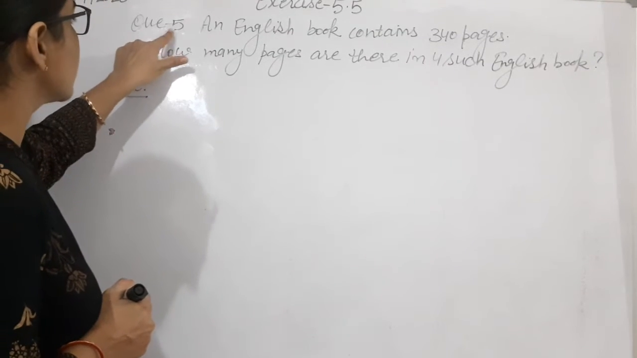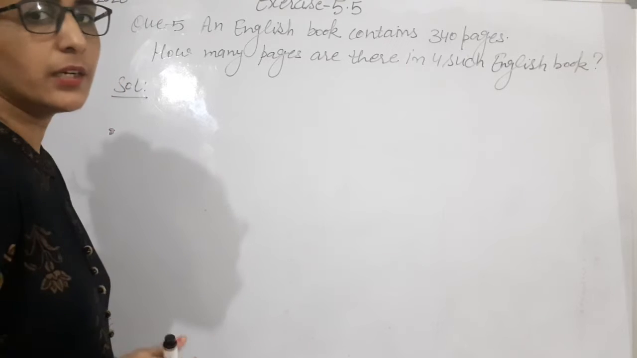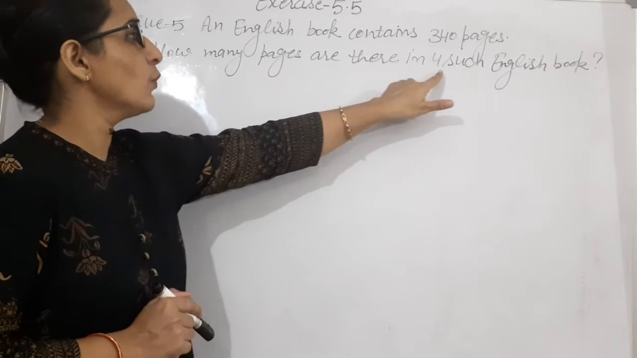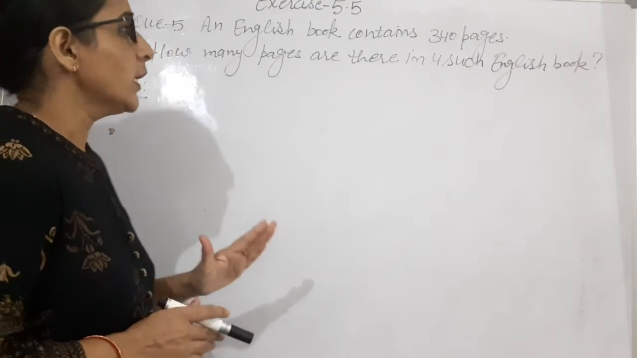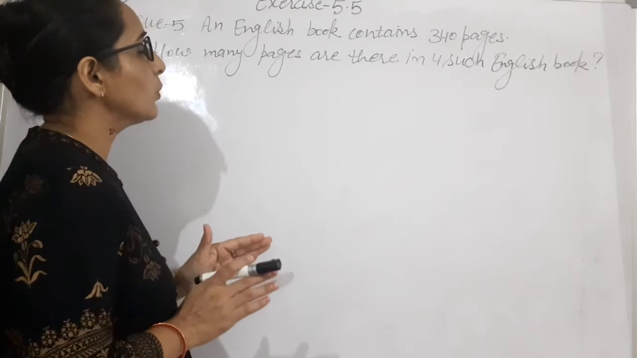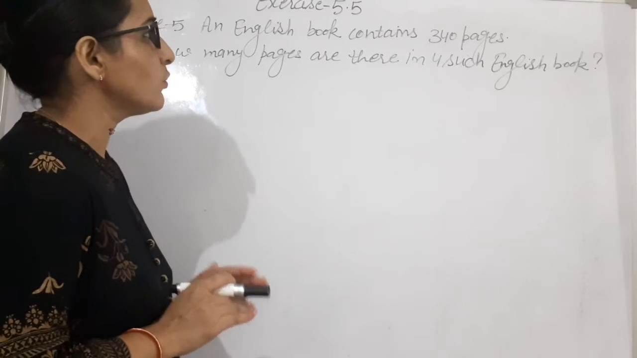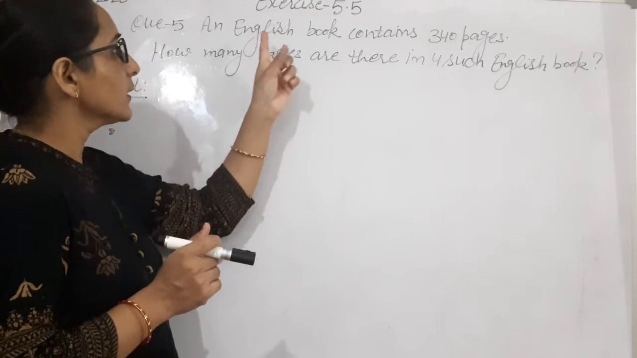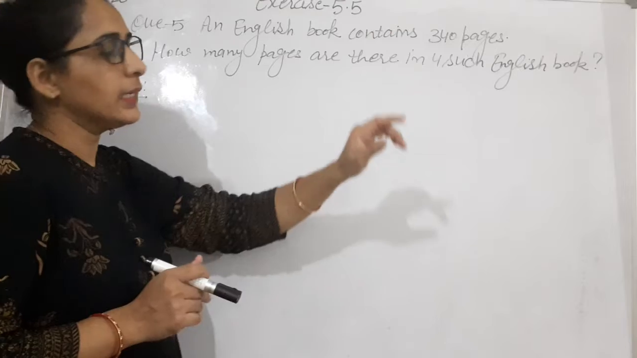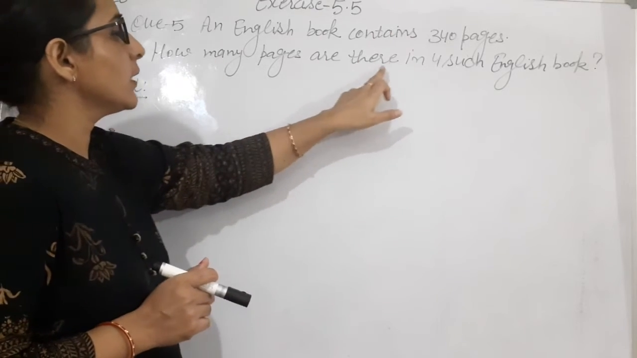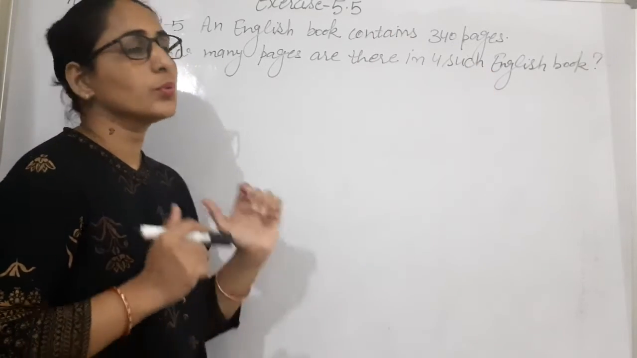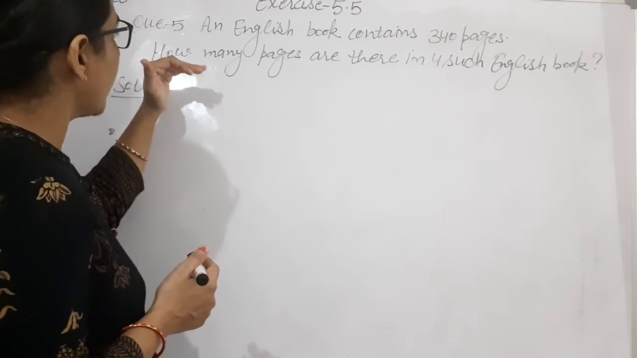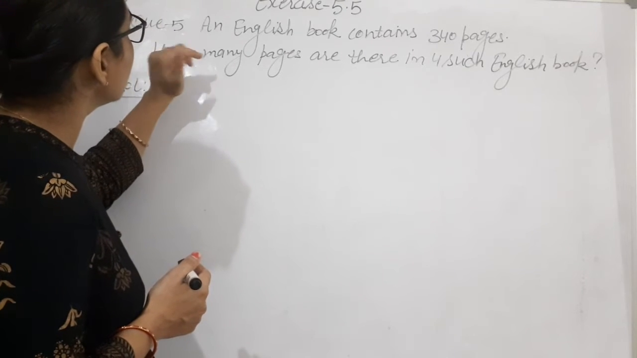Now the question number 5 is here. An English book contains 340 pages. How many pages are there in 4 such English books? It means in your English book how many pages are there? There are 340 pages. आपकी English की book में कितने pages हैं? That is 340. Clear? So how many pages are there in 4 such English books? तो 4 books में total कितने pages होंगे? Clear? Again I am converting into Hindi.